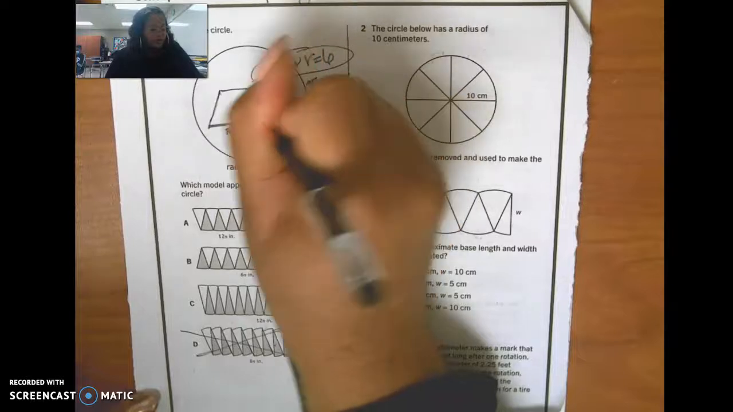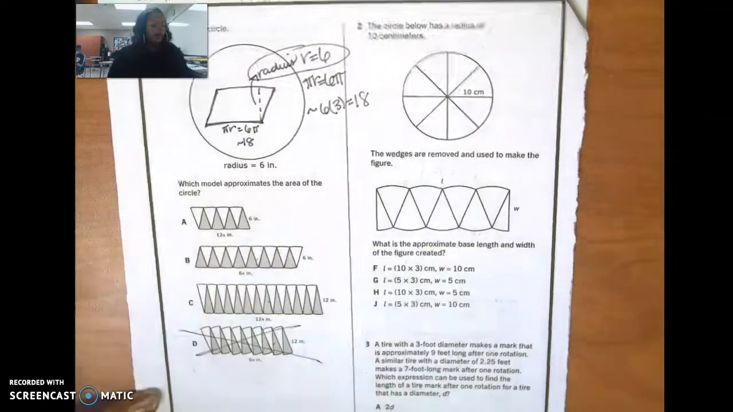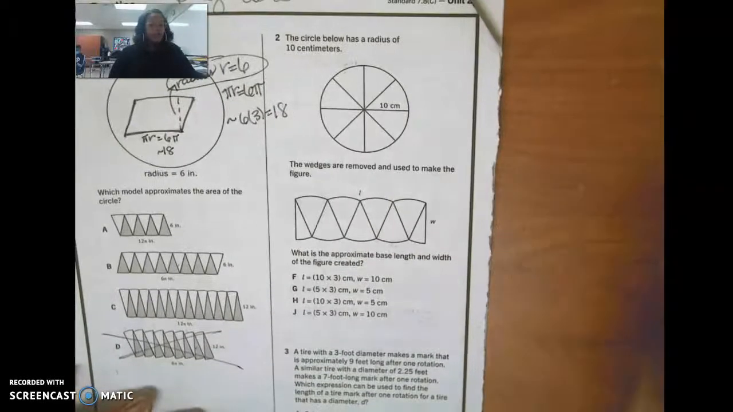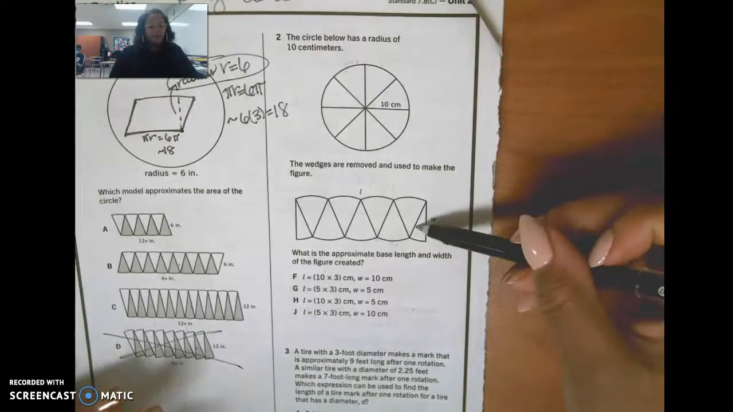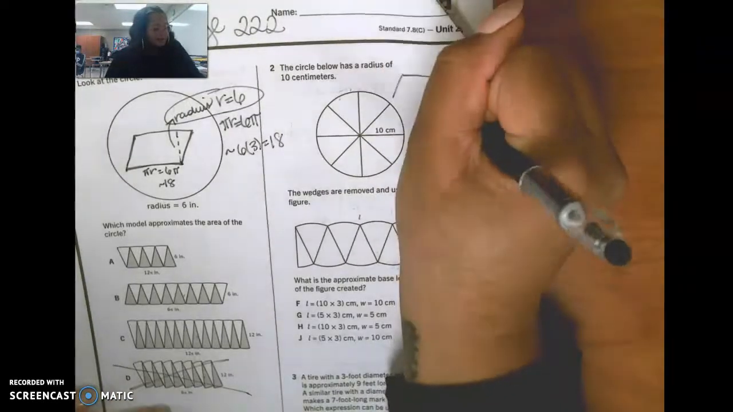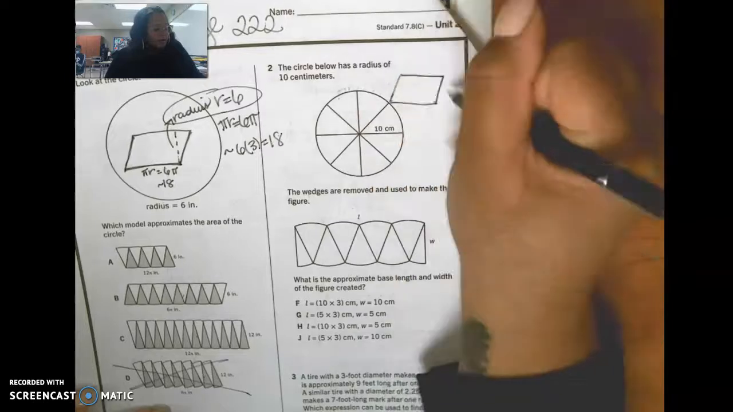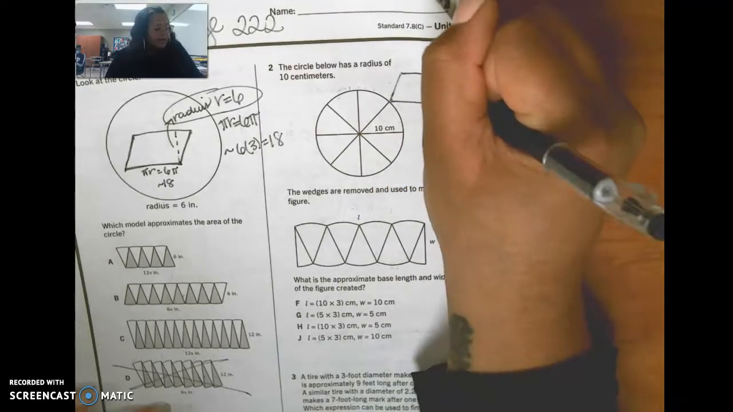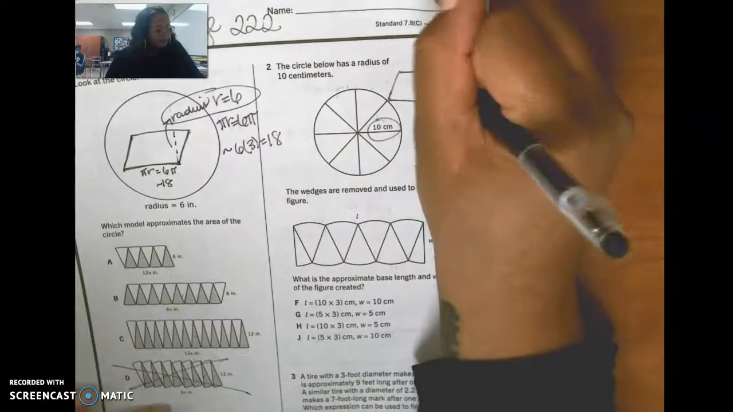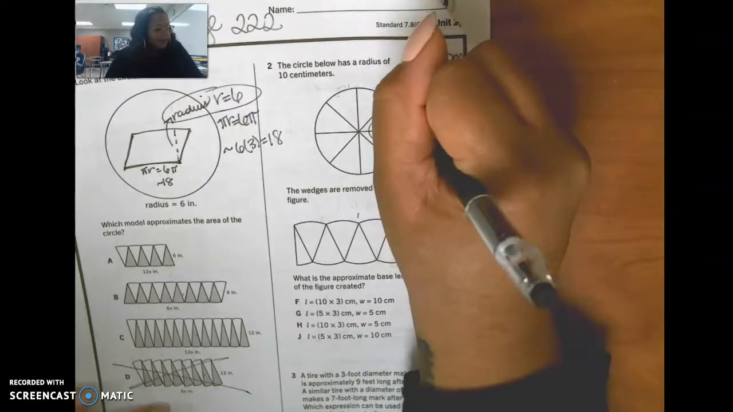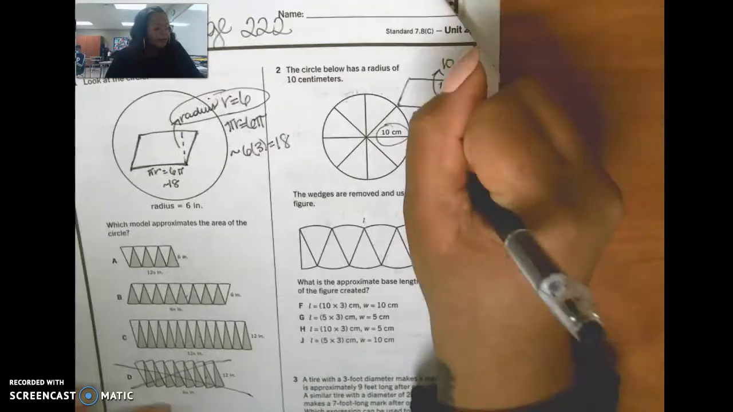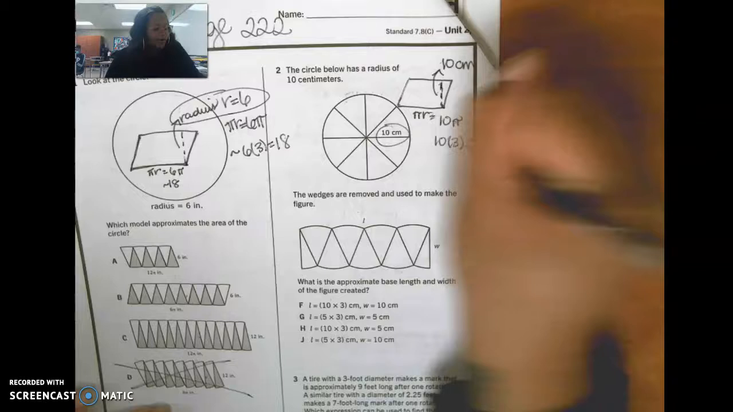And I've already eliminated one answer because it doesn't work. Number 2, the circle below has a radius of 10 centimeters. So I'm going to make another parallelogram because I don't like this picture. It doesn't look like a real parallelogram. I want it to look like what I'm familiar with. So I'm going to make my parallelogram. My height is my radius, which is 10. And then my base is pi times radius, which is 10 pi, or 10 times about 3.